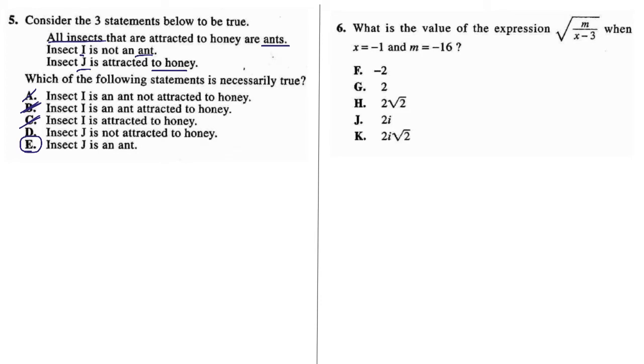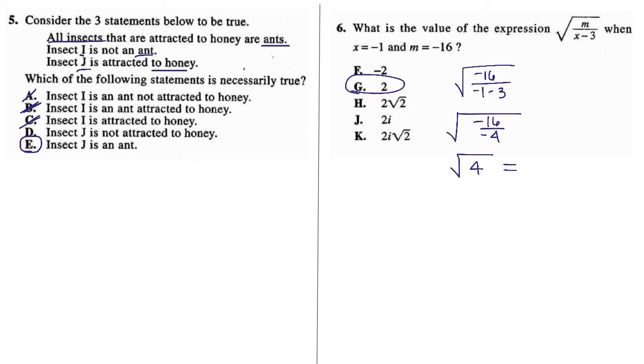So here it's a matter of substitution. We're told that M is -16 and X is -1. So we're going to see what this expression is equal to. I'm going to have -16 over -1 minus 3. So that's going to be the square root of -16 divided by -4, which is really the square root of +4. So that's going to give us answer choice G.